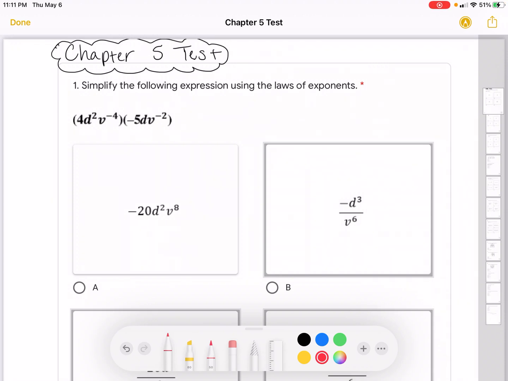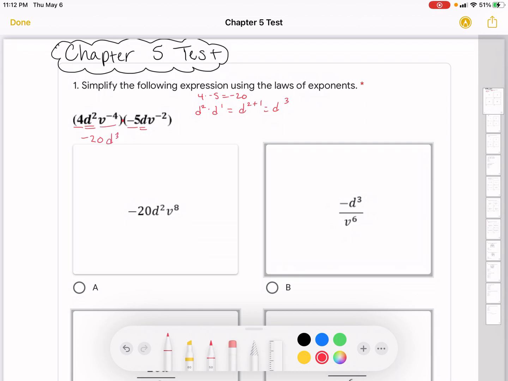In this video, we'll be reviewing the solutions to the Chapter 5 test. So question 1 was a law of exponents problem. Here they were multiplying, so we start with the coefficients. 4 times negative 5 is equal to negative 20. Next, we can do d squared times d to the imaginary 1. When you multiply, you add exponents, so that becomes d to the third power.